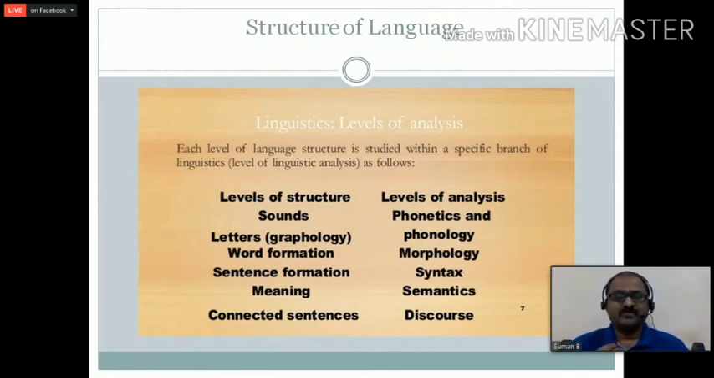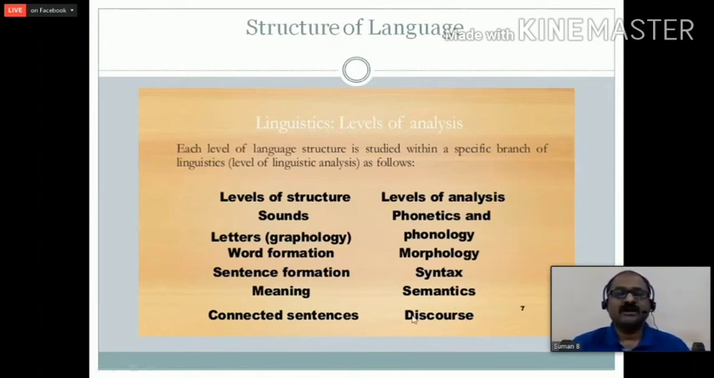So sounds combine to form words. Now, do individual sounds have meaning? No. Sounds combine to form words, and meaning starts at the word. Words combine to form sentences. So meaning basically starts at these two levels: word level as well as sentence level. At the word level, meaning is very basic. When you start combining words in order to frame sentences, the meaning gets bigger and extended. When sentences combine, we call it connected speech or connected sentences. In terms of linguistics, this is what we refer to as discourse.